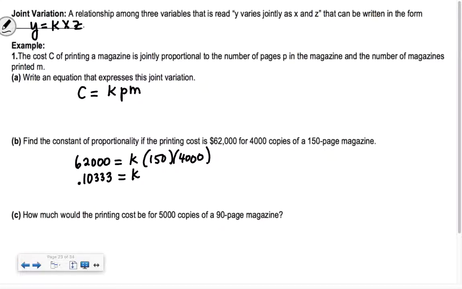Okay. So how much would the printing cost be for 5,000 copies? So we're going to plug that number back in. And now we're saying that we have 5,000 copies of a 90-page magazine. It's going to be like that. So I take that number in my calculator because I rounded. I'm going to multiply by 90, multiply by 5,000. And I get my total cost is $46,500.